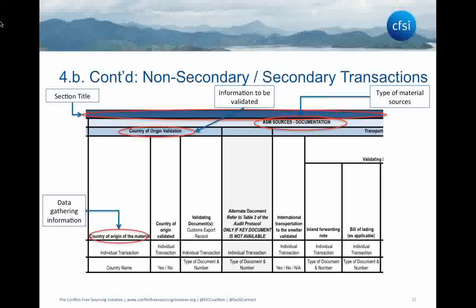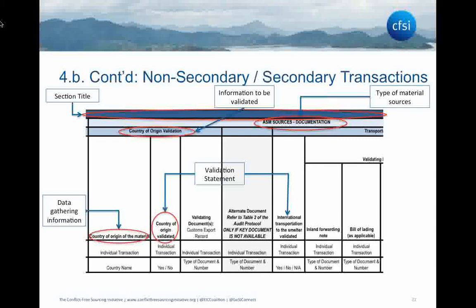There are some questions in the line item summary, although there's very few of them, which are primarily concerned with data gathering, such as the country of origin of the material will ask the smelter to list the country name for each transaction. This is not a compliance question, but it's simply there to gather information and also to make sure that the auditor is situated in the right category when completing the line item summary.